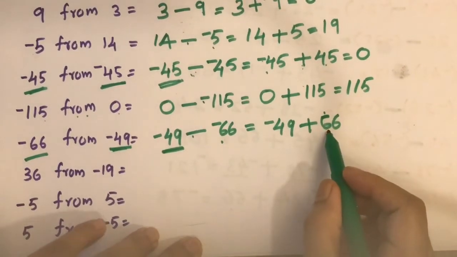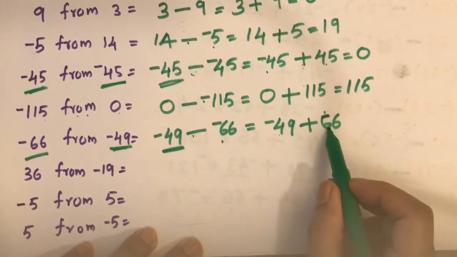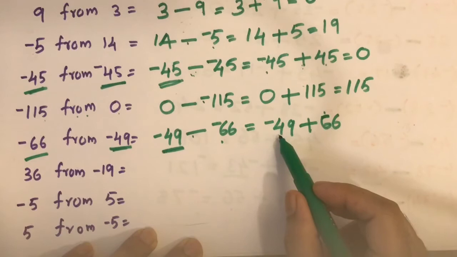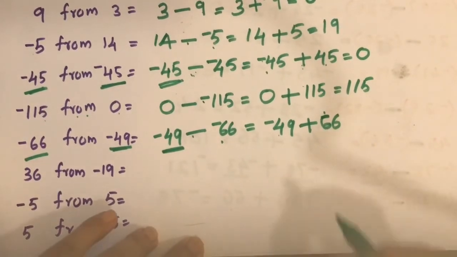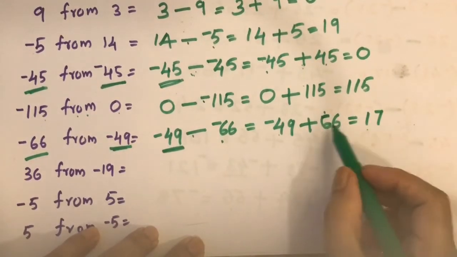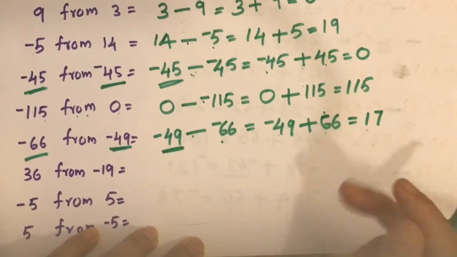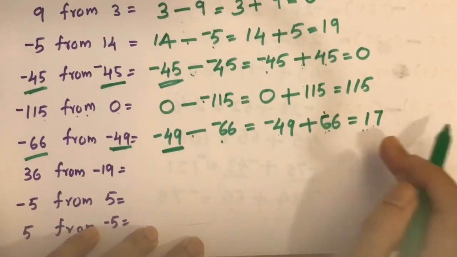Now 66 is positive and 49 is negative, so we need to subtract. That is 66 minus 49. 66 minus 49 is 17. Here 17 is positive as 66 is positive, or the bigger number is positive. So the answer will be positive.